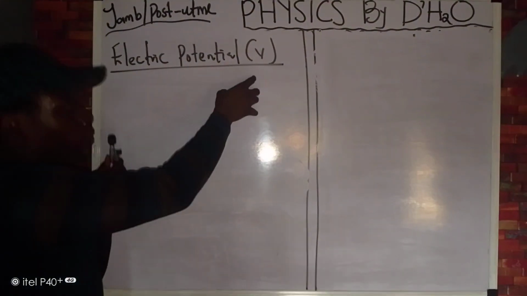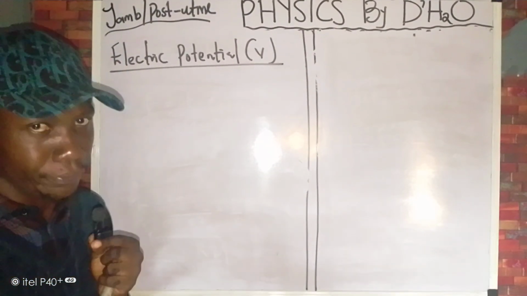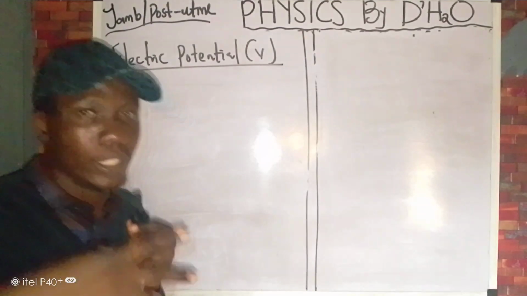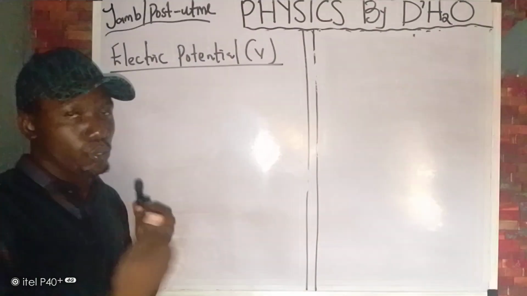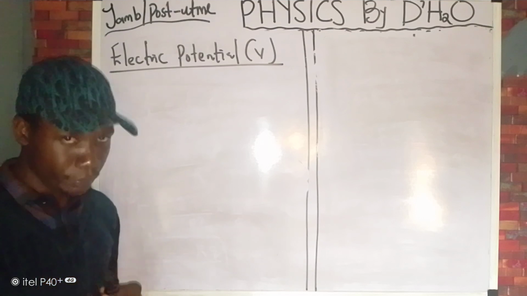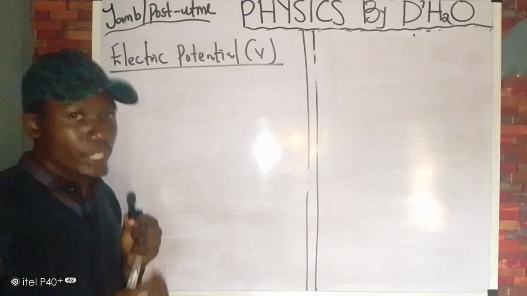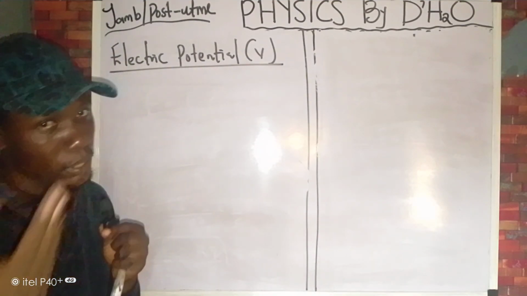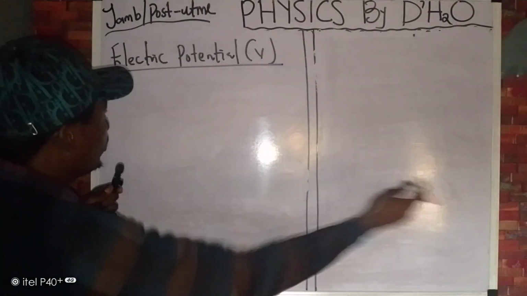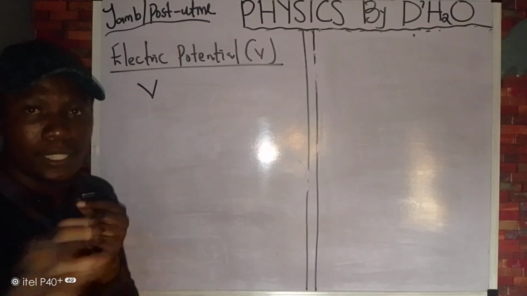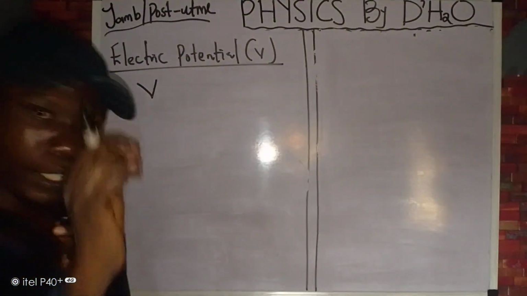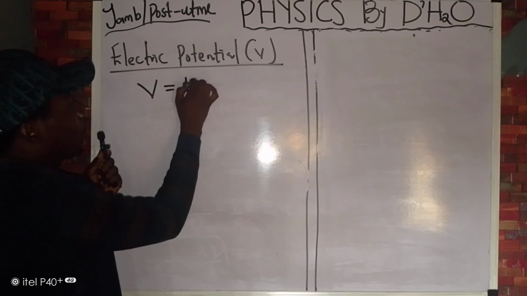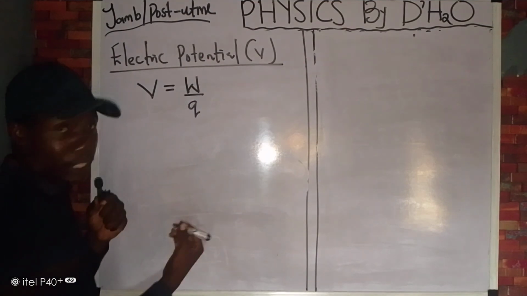Now, electric potential, that's phase number 3 in electric field. Electric potential is the work done in bringing a unit charge from infinity to that point against the electric force of the field. Okay? Now, the definition gave us that electric potential, the symbol is V. Remember, electric field intensity is E. Electric potential is V. So you have V equals the work done in taking a unit charge.